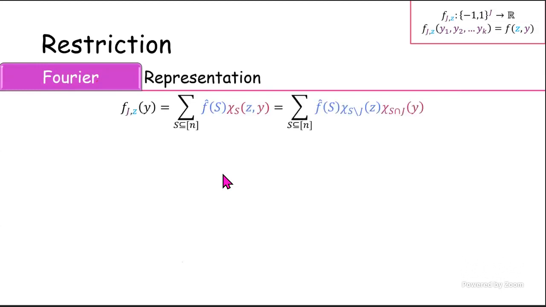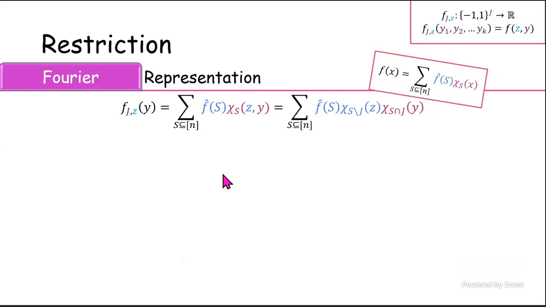Okay, so let's see the Fourier representation. For every restricted function f, we can think about it as a function of z and y, where z is constant. So we can use the Fourier expansion of f and just put there both z, the constant part, and y, which is the free variables.